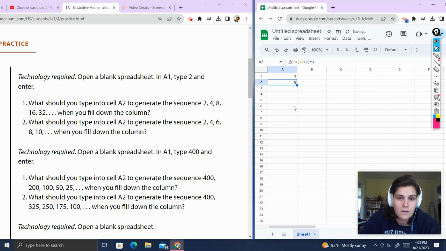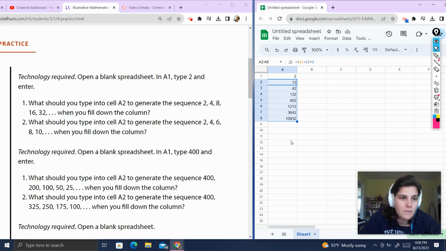We're done. Next question. If cell A1 is equal to 2 and cell A2 is equal to A1 plus 2 times 3, and we hit enter, that is equal to 12. And the first 5 terms in our sequence, we drag it down, and there we go. All right, let's keep going.